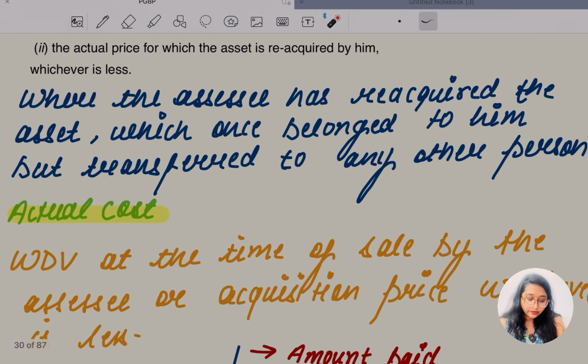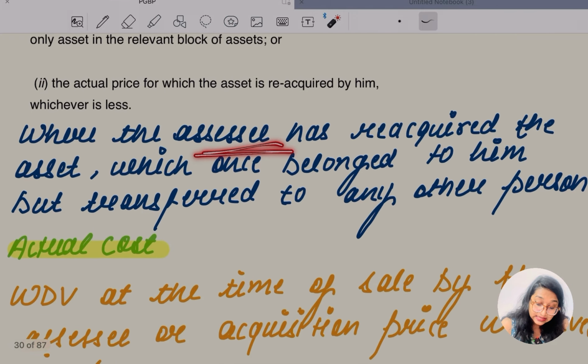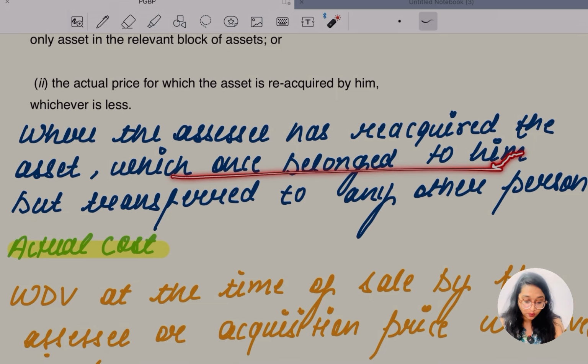हाँ जी. Now let's go for the explanation 4, where the SSE has reacquired the asset which once belonged to him but was transferred to any other person. Let me read this condition again. Where the SSE has reacquired the asset. For example, I am the SSE, I am having one asset and I sold it to somebody else. इतनी बात समझ में आ गई? हाँ. Now what happens? I reacquired that asset. Now इतनी बात तक समझ में आ गई. Let's read it again. Which once belonged to him. Now what I have done, I have reacquired that asset. इतनी बात समझ में आ गई.